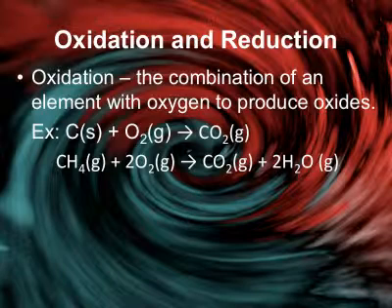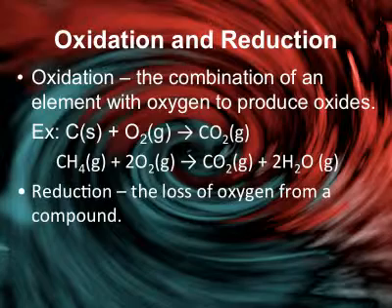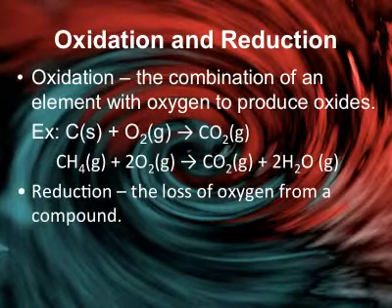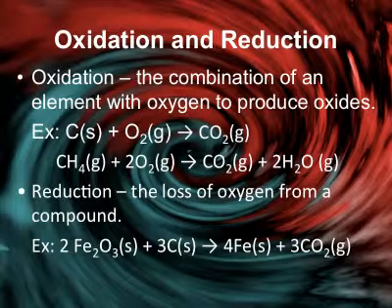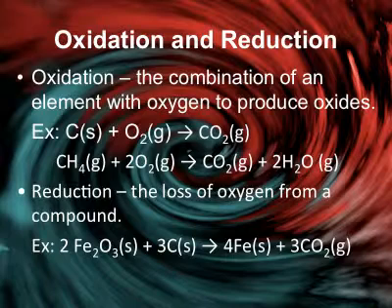Reduction is kind of like the opposite of oxidation. They happen hand in hand, but they do two completely different things. So reduction is the loss of oxygen from a compound. For instance, if we take iron oxide and mix it with carbon, we're taking the oxygen out of the iron. We're moving it away from the iron, and we're going to get iron plus carbon dioxide. So did we form an oxide? Yes. So did we do oxidation in this reaction? Yes, but we also did reduction. Reduction and oxidation happen hand in hand. It's really hard to do one without the other.